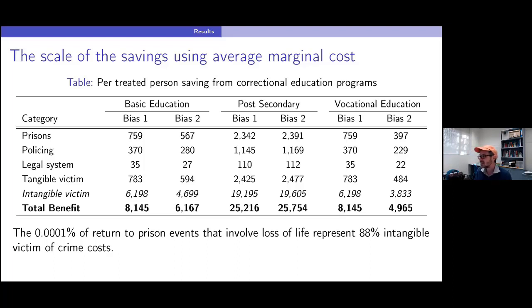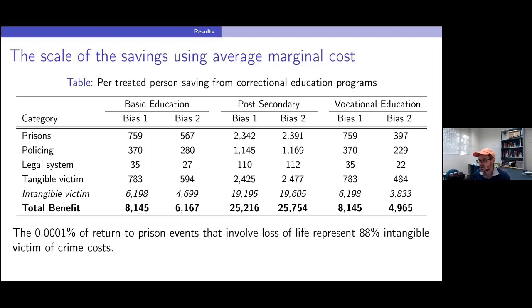Right, remember I have about $1,800 as my cost per prisoner for basic education programs, and here are my savings. So you can see that only when you start to add in those intangible victim of crime costs are things going to look comfortably like the benefits outweigh the costs.